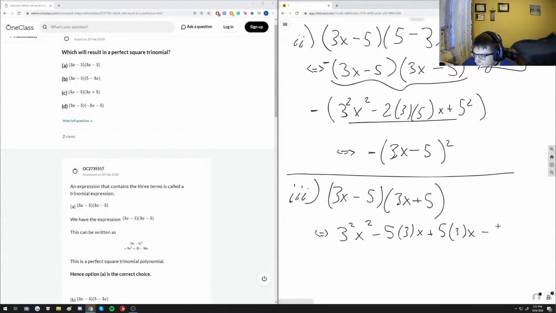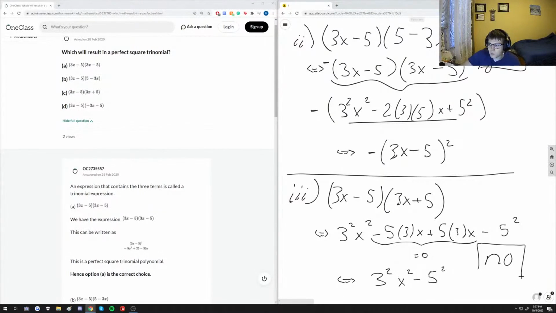and then we're going to get minus 5 squared. So first thing to notice is that this term right here is the negative version of this term, so this is just equal to 0. So for that reason, what this really evaluates to is 3 squared x squared minus 5 squared. And this is not of the form of a perfect square trinomial because we are missing the x term. So for that reason, we can rule this out and say no, this is not a perfect square trinomial.